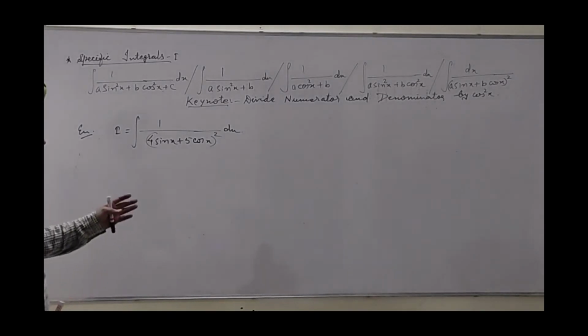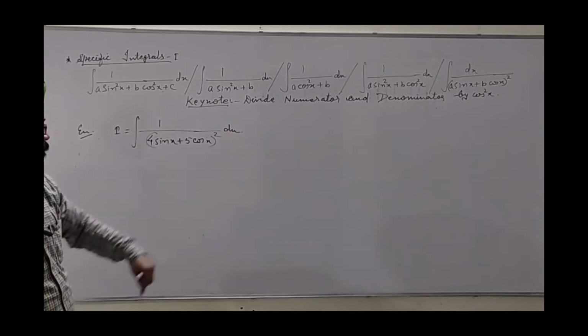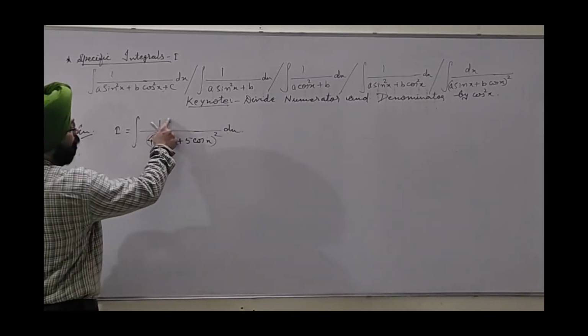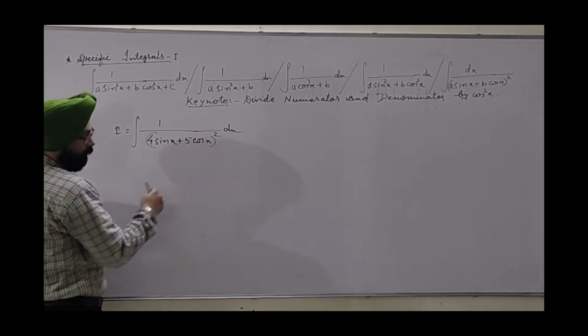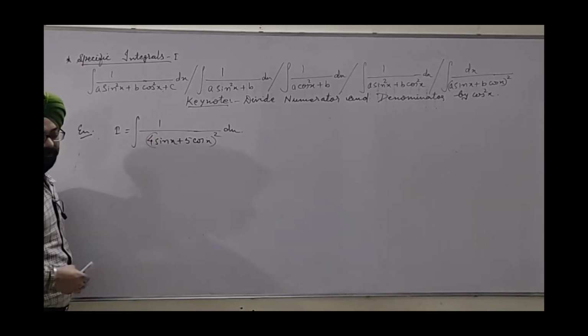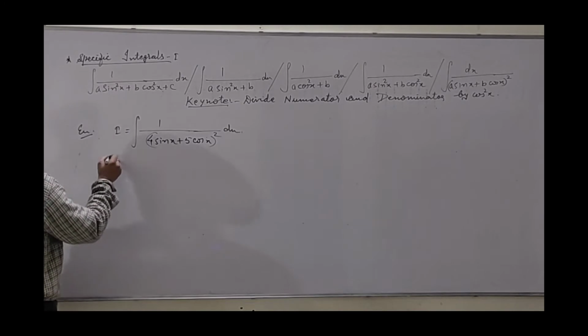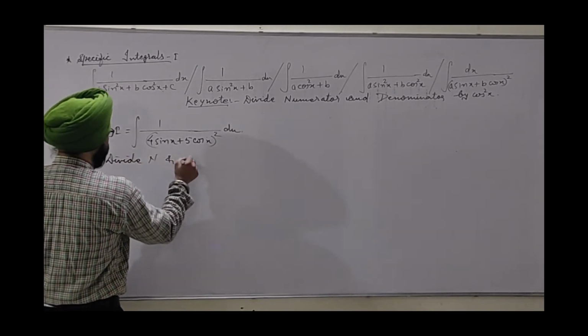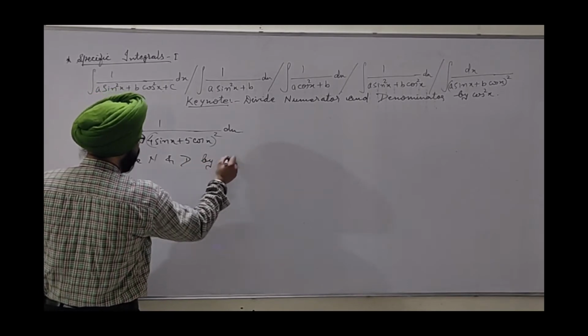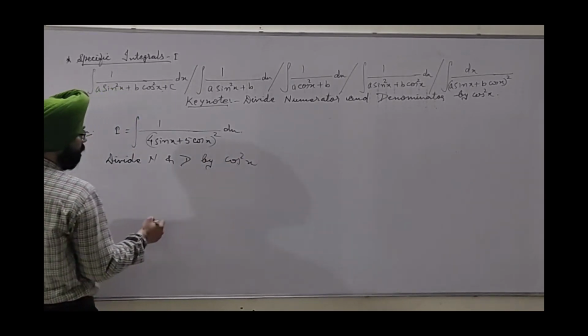Next question I have taken based on the last pattern. You can see here we are given numerator 1 and this term is given as a whole square. We will not change the key note. We have to follow the same method. Divide numerator and denominator by cos square x.